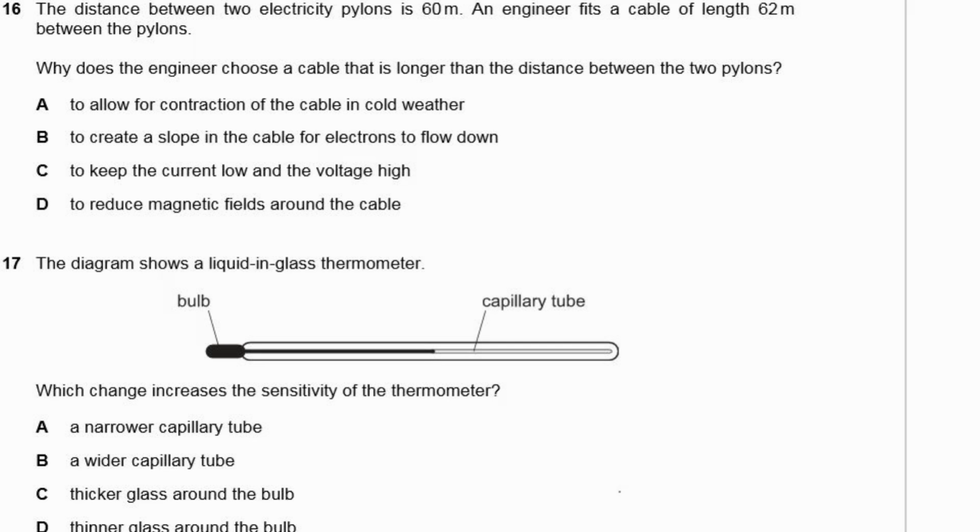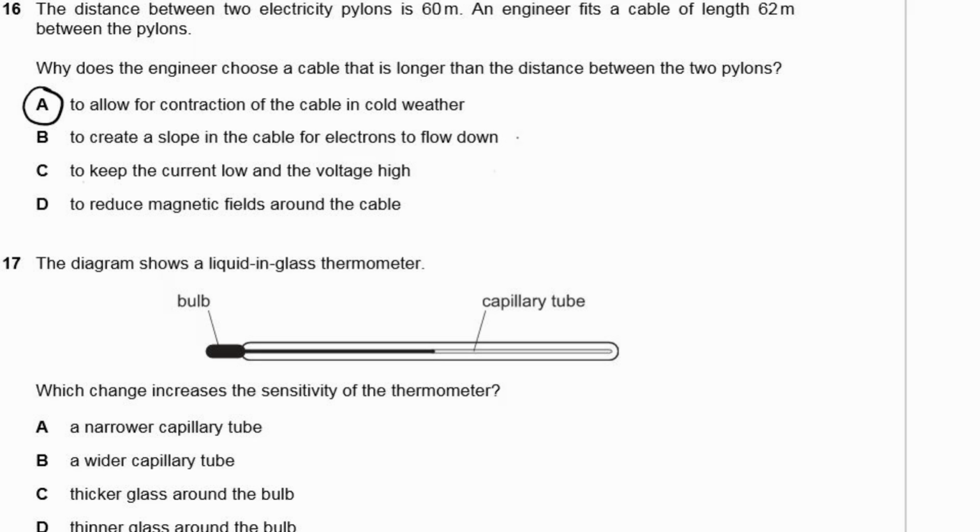16. The distance between two electricity pylons is 60 metres. An engineer fits a cable of length 62 metres between the pylons. Why does the engineer choose a cable that is longer than the distance between the two pylons? And the answer is, actually, as it gets cold in winter, there is less cable. It's not 62 metres long anymore. It might only be 61 metres long. So it's to allow for contraction in cold weather. And that's actually really important. Otherwise the cables will break, they'll fall over, it gets very dangerous.